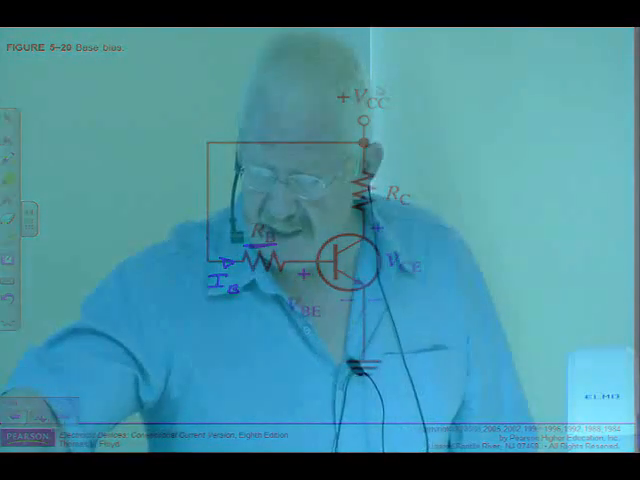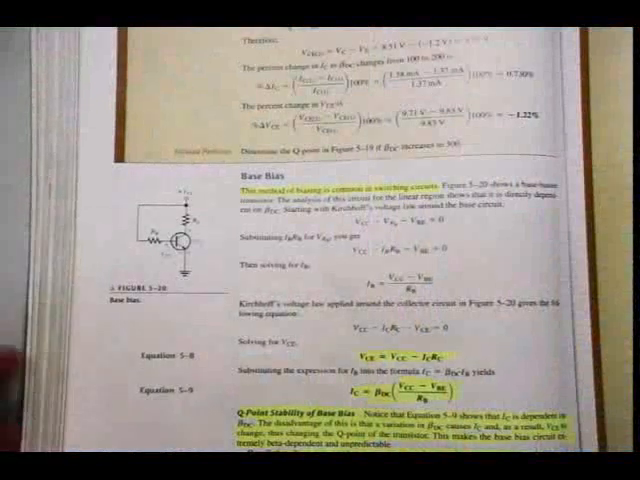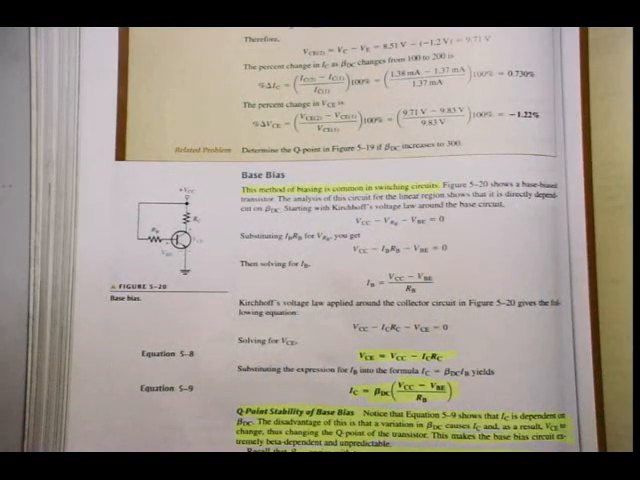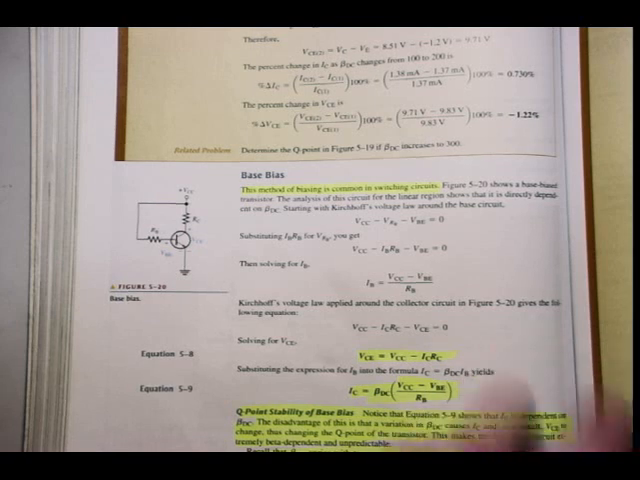If we go back to our textbooks, I want you to mark that first sentence there on the base biasing. Remember we said that the transistor is used for switching and for amplification. Now the base biasing method is more applicable to switching circuits, as they say here. This method of biasing is common in switching circuits, and we will see just now why.